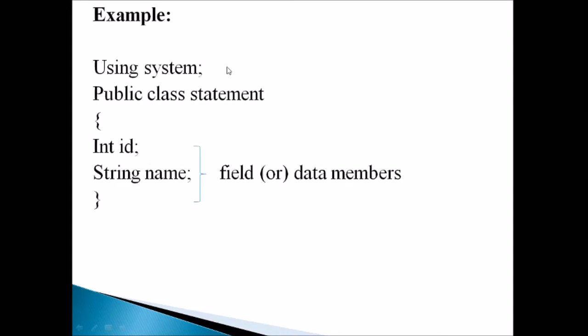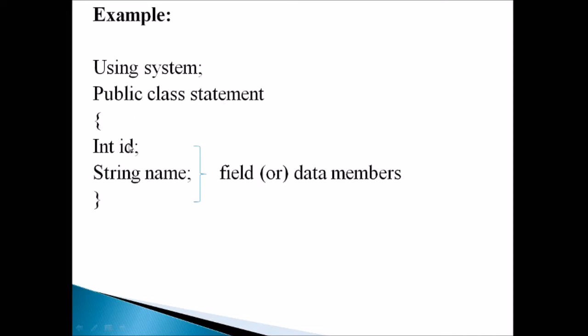Next, here is an example for a class. The first line is using System, like a header file, and then the public class statement. Here public is an access specifier. It decides whether the source code can be accessed by others or not. If it is public, the source code can be accessed from anywhere. Next there is the keyword class, followed by a word, which is actually the class name. And then open curly brace, close curly brace.